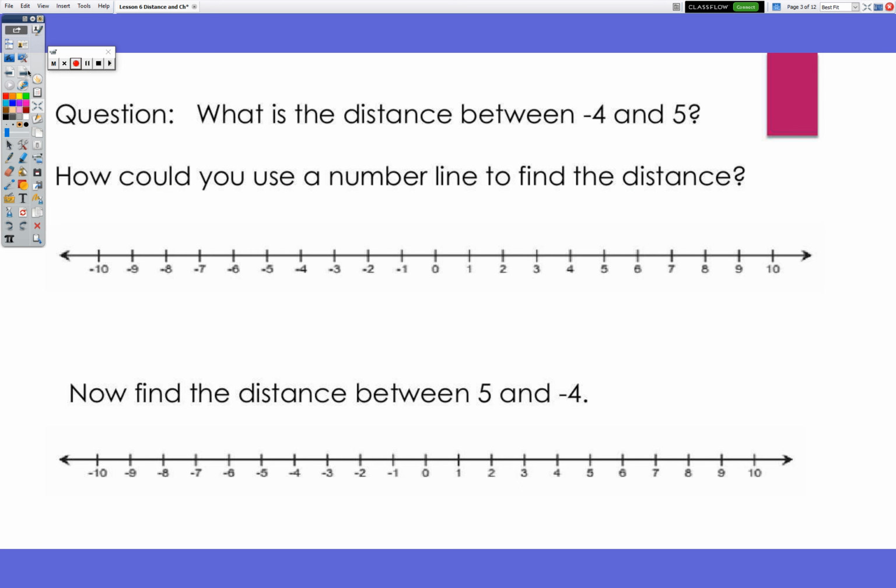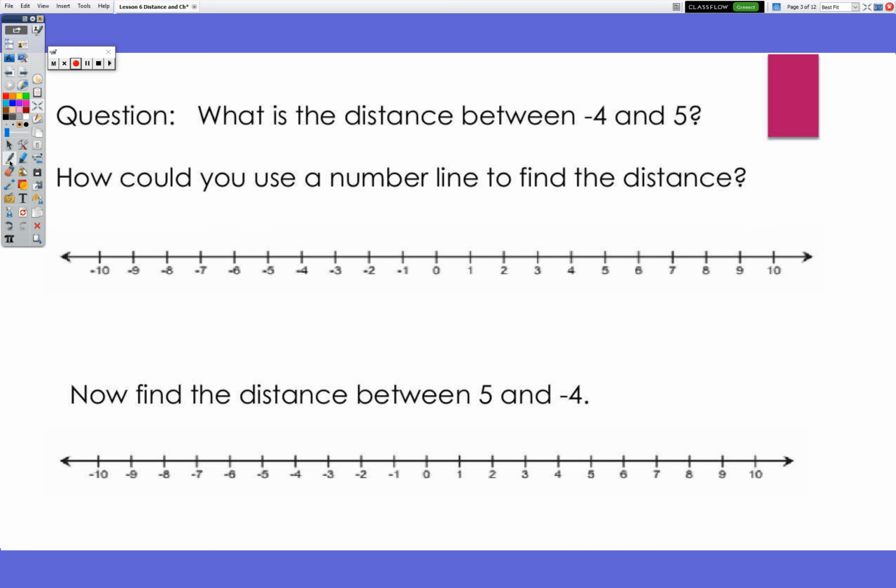The first question we have is, what is the distance between -4 and 5, and how could you use a number line to find the difference? So I'm going to plot these 2 points on the number line. First I'm going to do -4, and then I'm going to do 5. Now if I want to know the distance between those 2 points, I'm just going to count how many units there are in between the 2 points. 1, 2, 3, 4, 5, 6, 7, 8, 9. So the distance between -4 and 5 is 9 units.